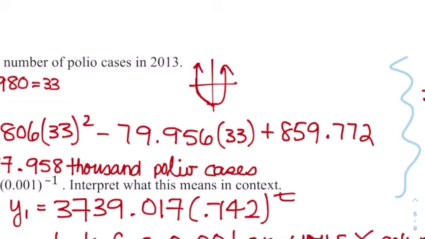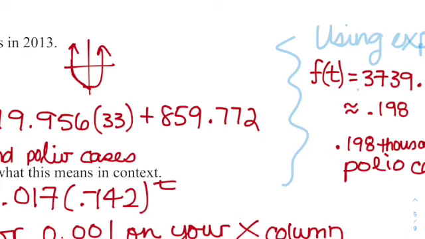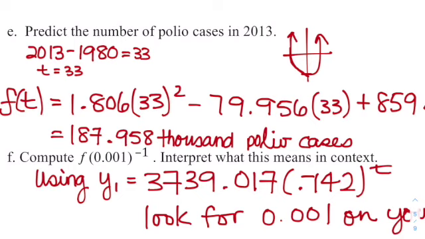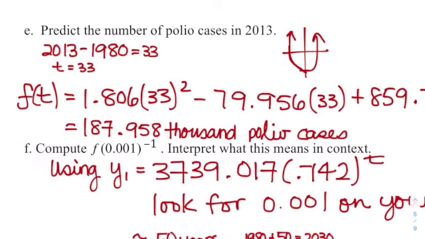So look for 0.001 in your x column. Use your arrows to scroll up and down to find about 0.001. And that's actually between 50 years and the next number. I think 50 years is a little bit closer. So at 50 years it goes down to 0.001 cases. From 1980, when we started taking the data, plus 50, that gives us 2030. So in the year 2030, the polio cases will go down to 0.001 cases.